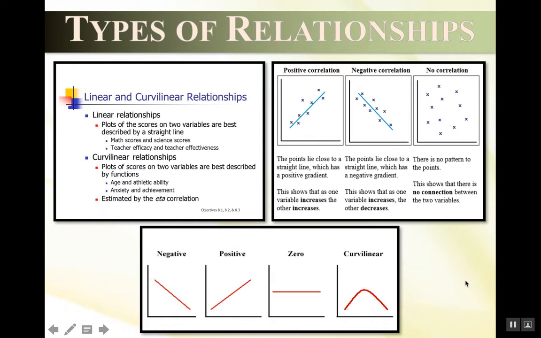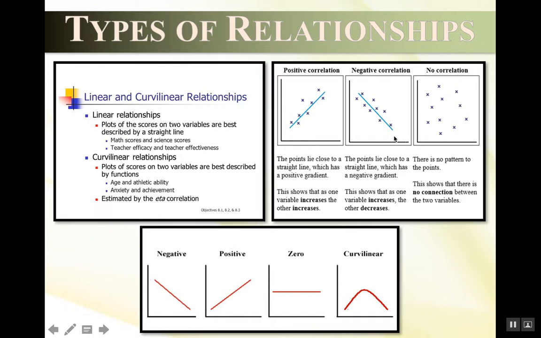So there's also types of relationships that we have to talk about with correlation research. And these are known as linear and curvilinear relationships. So linear relationships, this is where plots of scores of two variables are described by a straight line. So linear would be this or this.